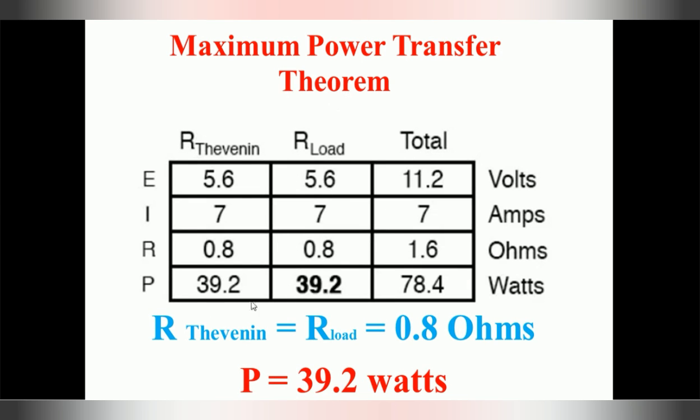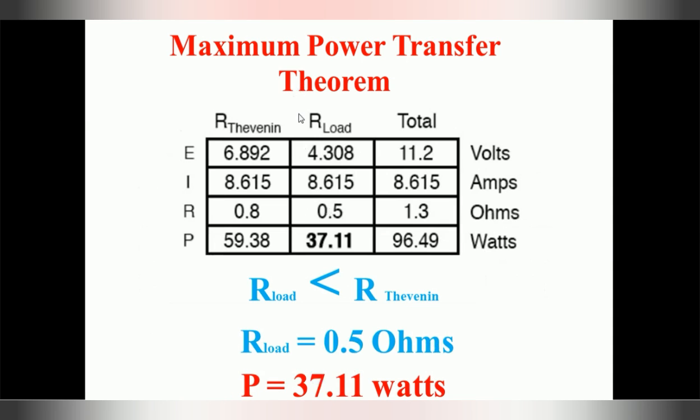And see here, in this tabulation we have the values of Thevenin's resistance, load resistance, input voltage, current, and the power value. Notice one point: the Thevenin's resistance value is 0.8, and the load resistance value is again 0.8, both are the same. So what is the maximum power obtained at the load? It is 39.2 watts. When the Thevenin's equivalent resistance is equal to the load resistance value, the power dissipated at the load is 39.2 watts.